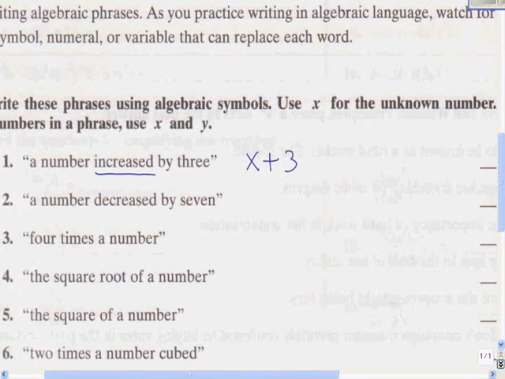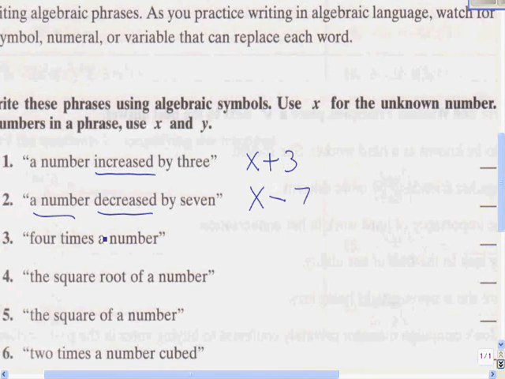Here we have another keyword, which is decreased. That means subtraction. Increase means addition. Decrease means subtraction. So a number decreased by 7. x is a number. We don't know what the number is, so we use x minus 7.